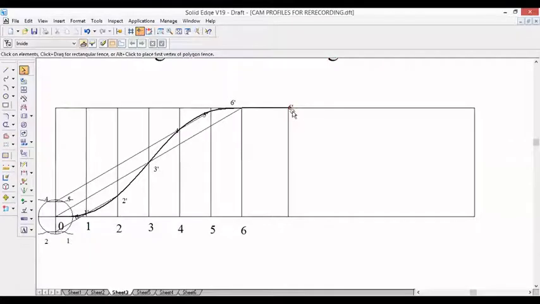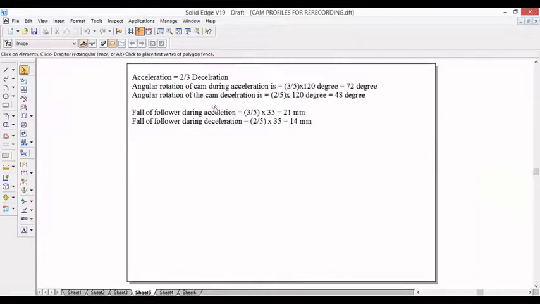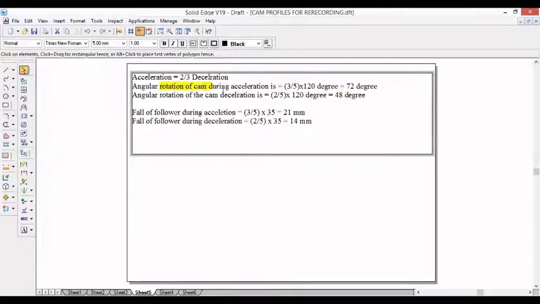The nature of motion is uniform acceleration and retardation in the return stroke, but uniform acceleration is 2/3 of uniform deceleration. So here we need to find out what is the part of acceleration and how much is the part for retardation. So we need to do a calculation. Acceleration is equal to 2 by 3 times deceleration, as given in the problem. So the angular rotation of the cam during acceleration will be 3 by 5 multiplied by 120 degree. That gives us 72 degree.